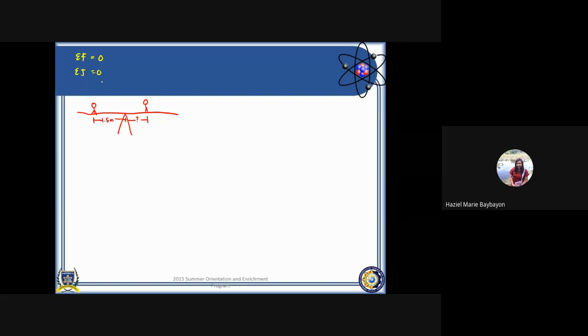Now let us focus on this. We have two torques here. Torque is just a twisting and turning effect due to a force. Let us calculate first the gravitational force of the child. We call it F1. It is equal to 18 kilograms multiplied by 9.8 meters per second squared.